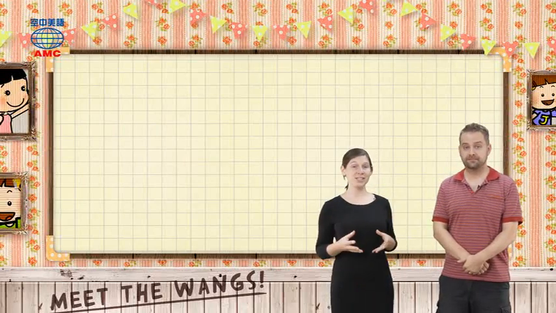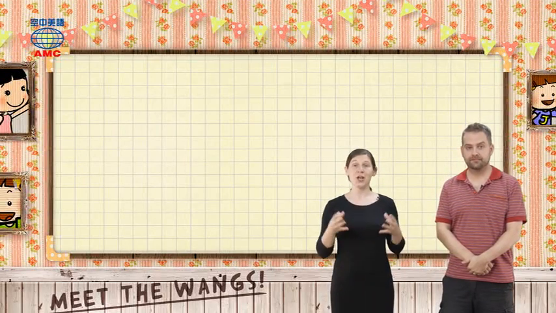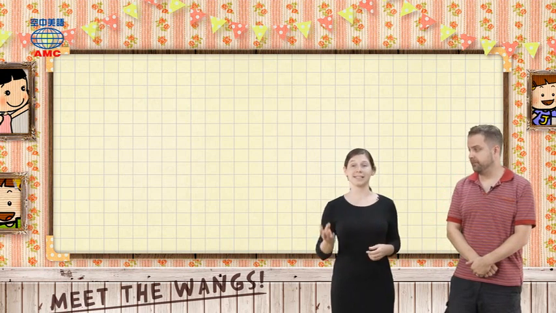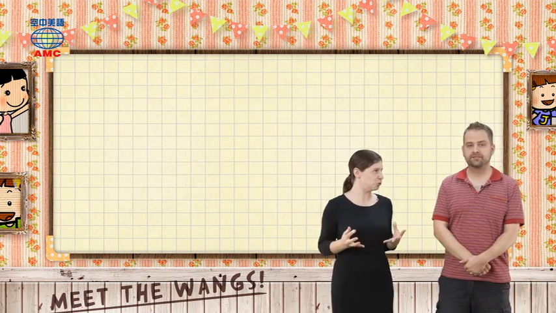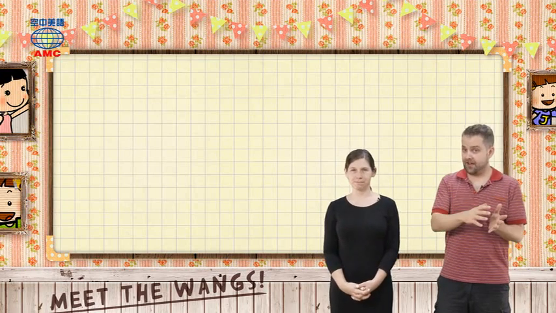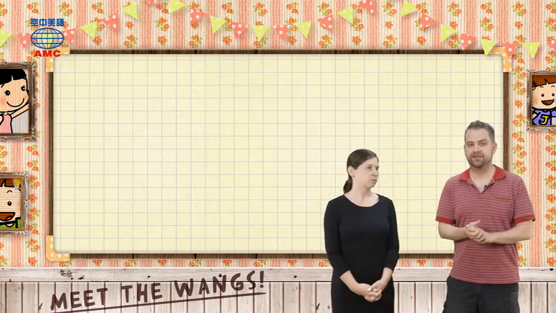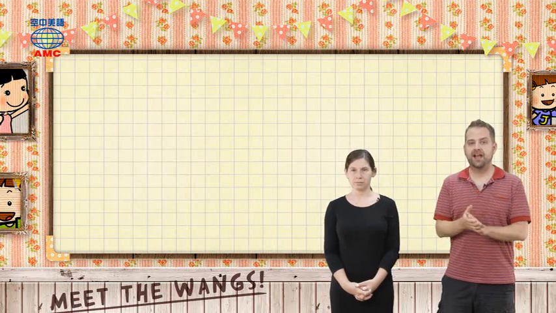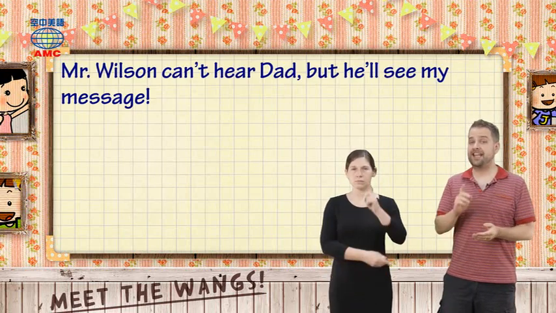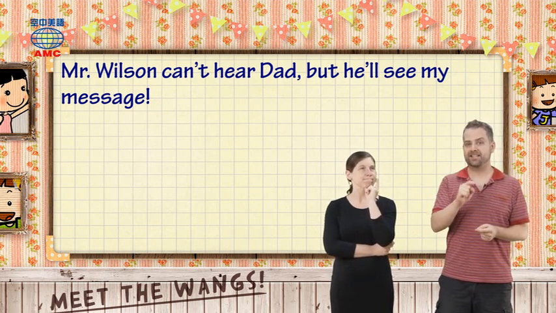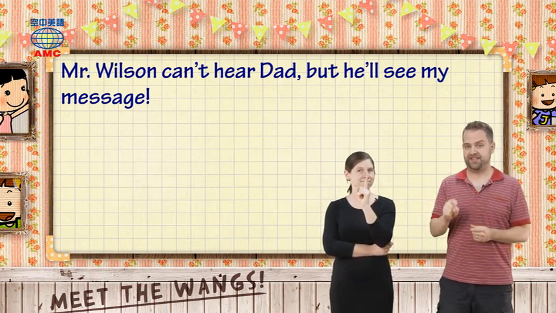Okay, so we find out right away, we see in her picture, Paige is in her room sitting at her computer. She's probably thinking, what can I do? Okay, now this is kind of straight after where we left off yesterday. No time has passed, and she says to herself, Mr. Wilson can't hear Dad, but he'll see my message.